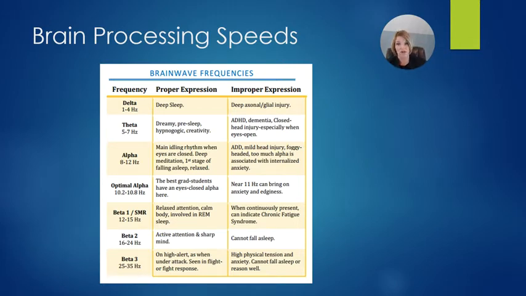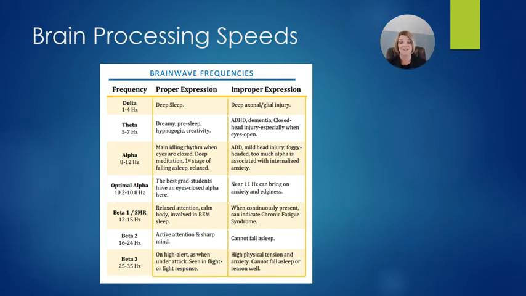Next is alpha. Alpha speed, I like to call couch mode. When it's being used properly, it really helps your brain to be calm and relaxed. Think of it this way: if you were to go and sit on the couch for a minute and just chill and do nothing, your brain would slow down to a perfectly relaxed speed. That's proper expression. When it's being used too much, if you're always stuck in couch mode, it's depression. You can see that optimal alpha is at about 10.5 hertz. That's 10.5 cycles per second.